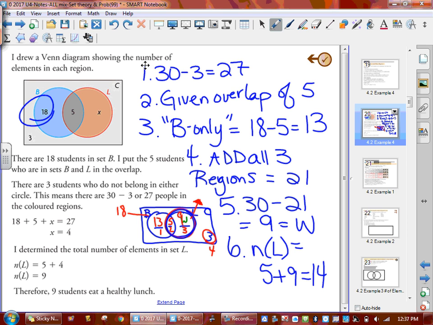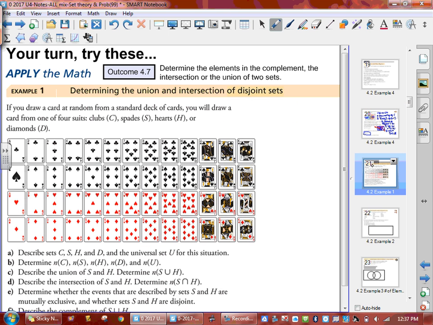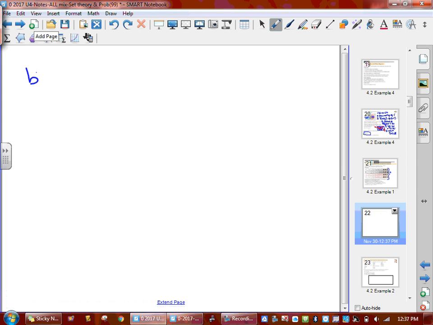Let's see how you did on the first couple here. A is given right here because that's just labeling all your sets. They've drawn for you. So that's letter A. Letter B is the number of clubs. Well, there's 13 clubs. Number of spades, identical, 13. Number of hearts, 13. Number of diamonds, 13. And the number in the universal set of a deck of cards is 52.